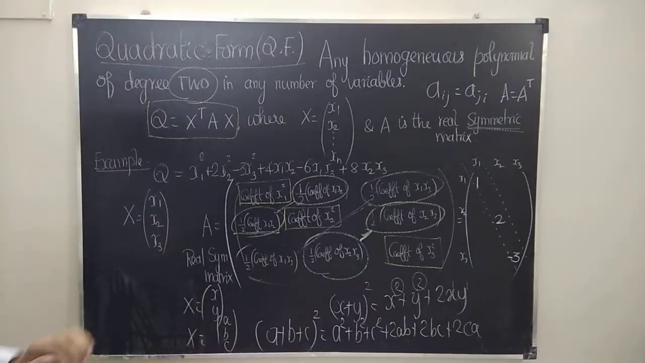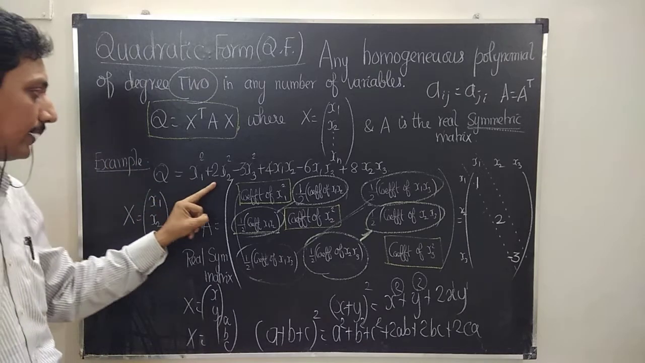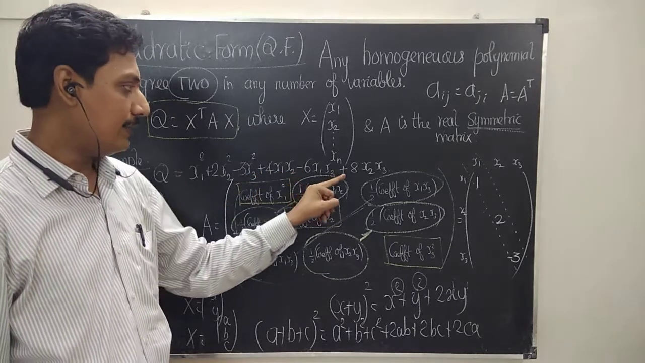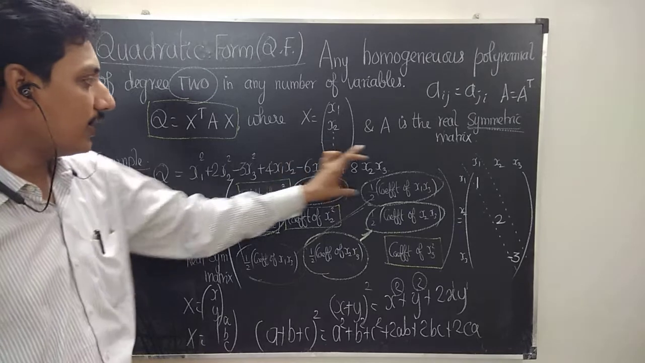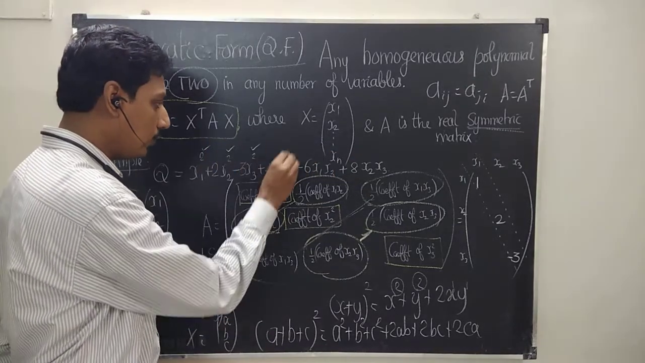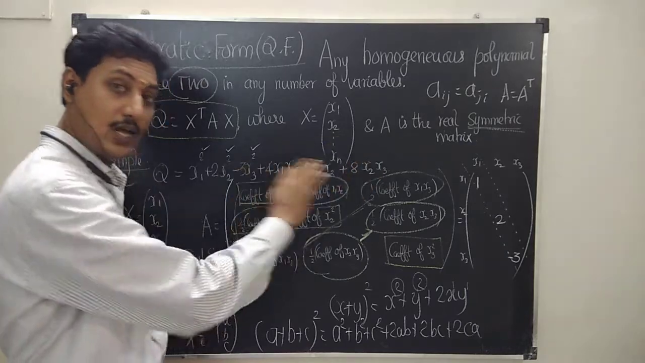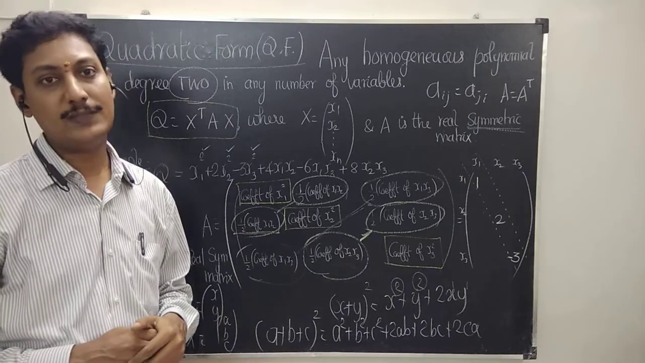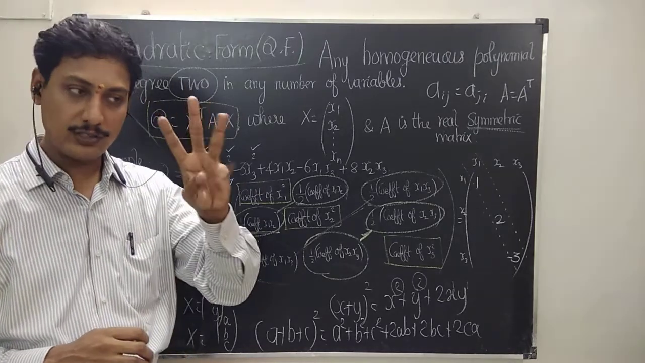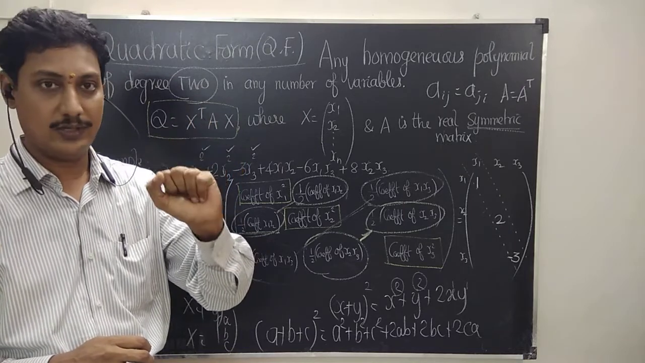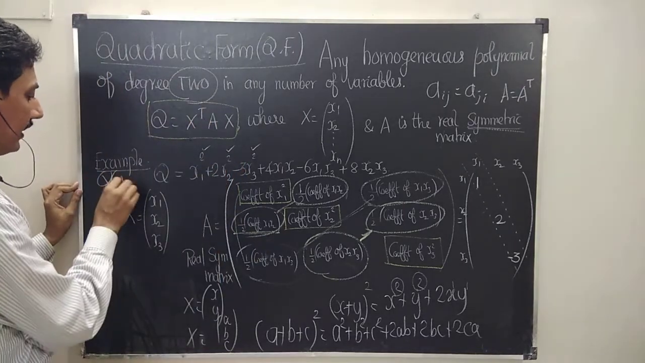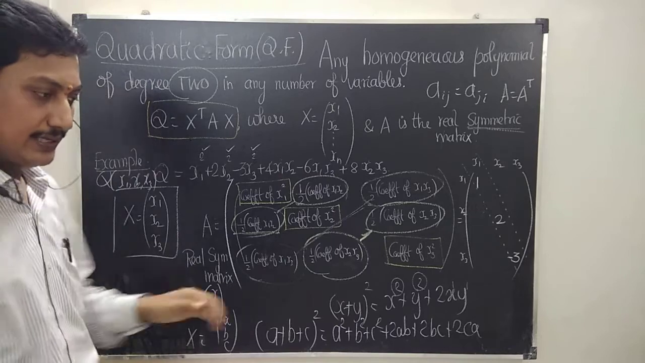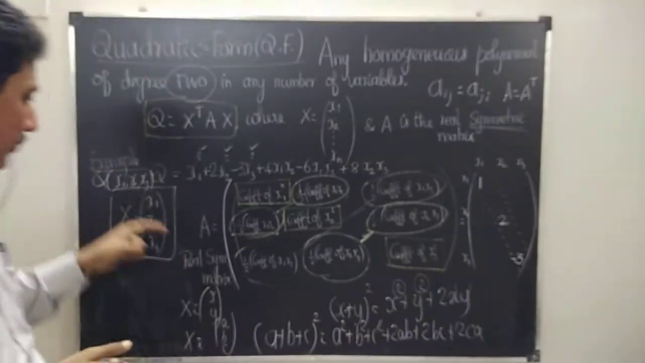For example, let us consider Q is equal to x1 squared plus 2x2 squared minus 3x3 squared plus 4x1x2 minus 6x1x3 plus 8x2x3. So this is the quadratic form. See that the degree is 2, 2, 2, 1 plus 1 is 2, 1 plus 1 is 2, 1 plus 1 is 2. So it is homogeneous of degree 2. This is known as the homogeneous polynomial of degree 2 with 3 unknowns x1, x2, x3. So this Q can be written as Q of x1, x2, x3. In this case, x is the variable column matrix x1, x2, x3.